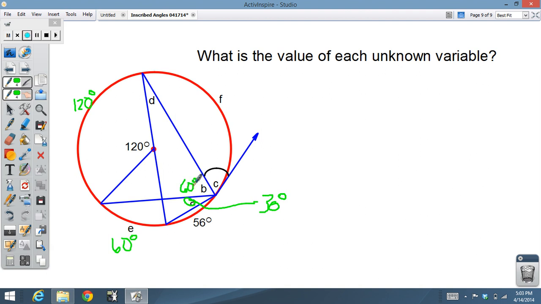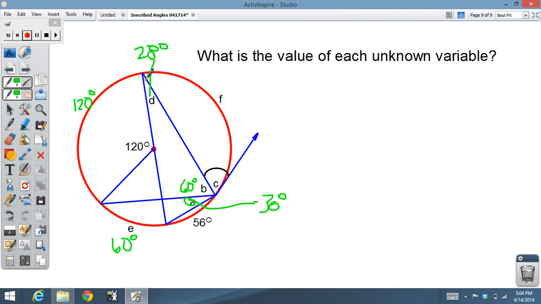All right, so I've got A, I've got B, I've got E. D. D is going to be fairly straightforward. It's an inscribed angle that intercepts a 56 degree arc. Okay, therefore D must be half of that, or 28. Okay, A is 30, B is 60, D is 28, E is 60. Okay, F. What do I know about F?